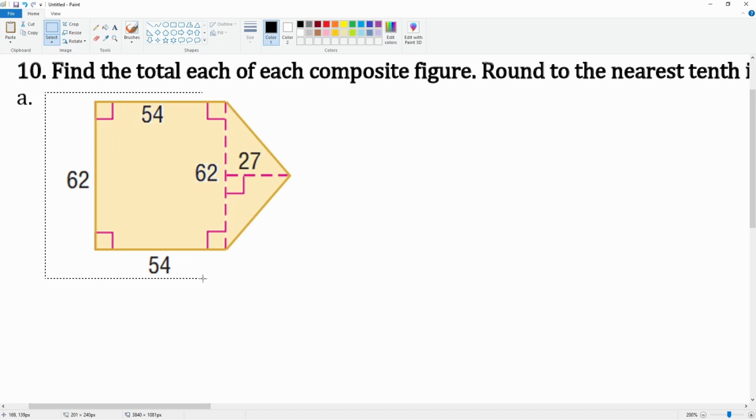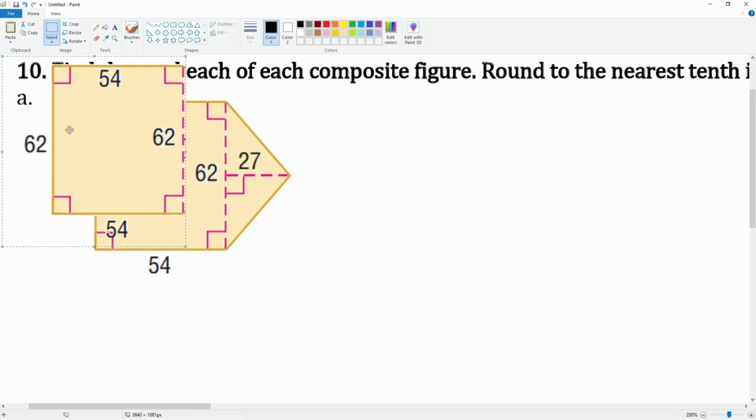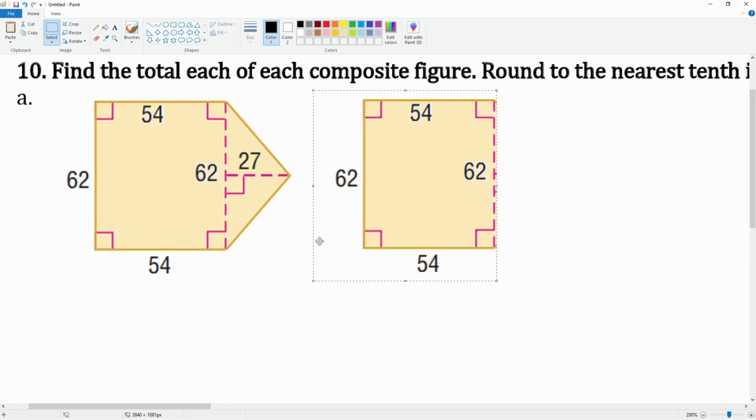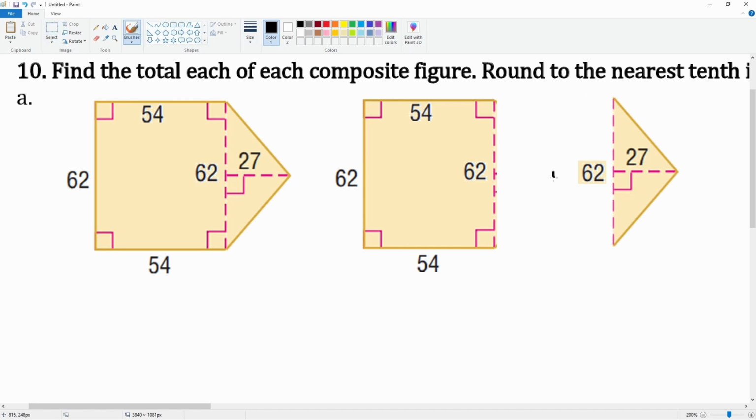So this is the first part of your shape. Then we have this triangle. Then we have this. This is really 62, right there. We're going to add these two shapes together. So we just have to find the area of this and the area of that.